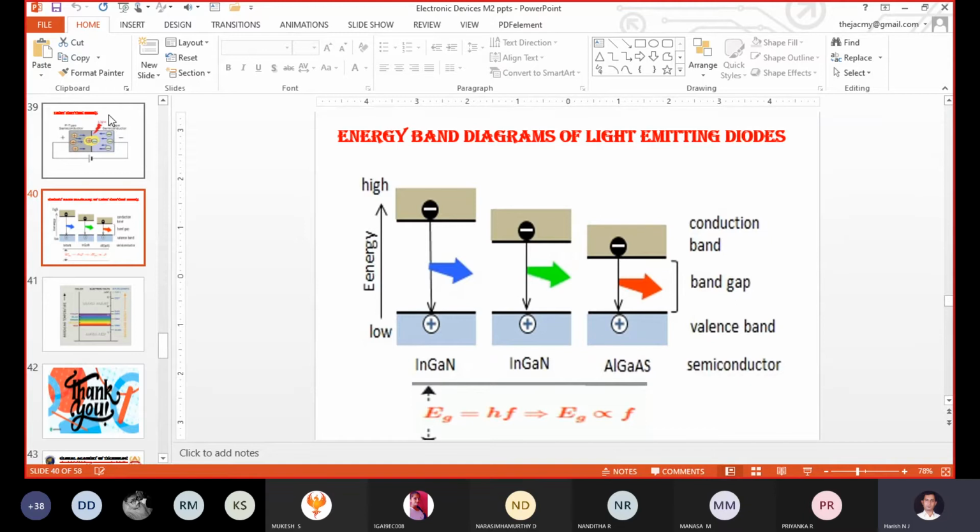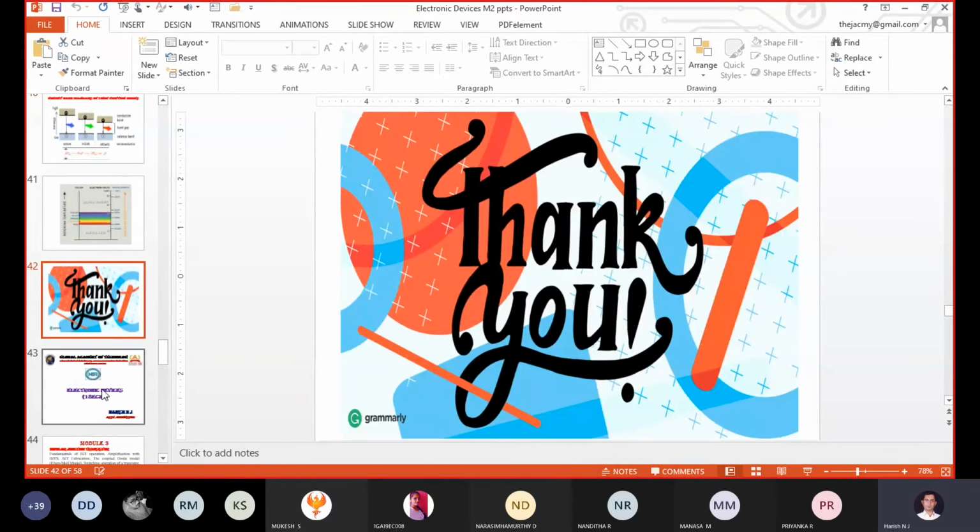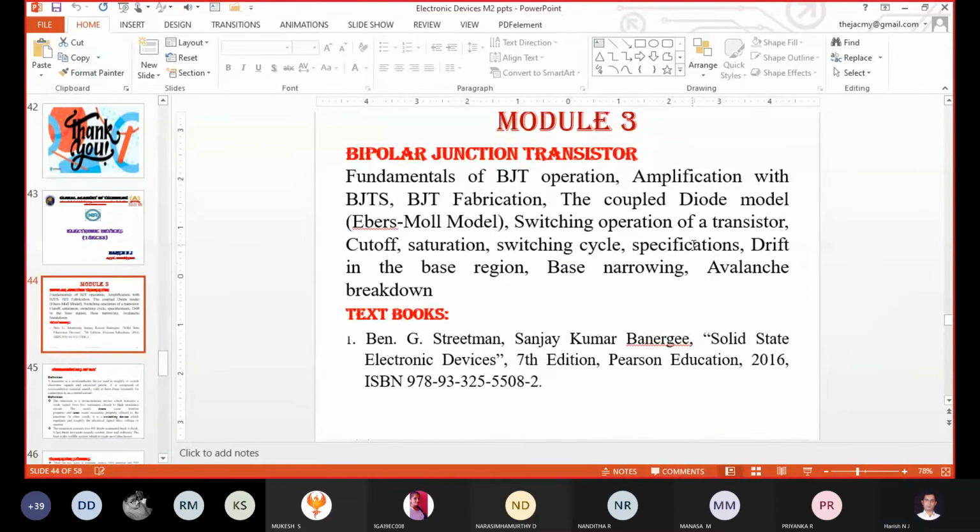So this is all about your second module. If you have any doubt in the second module, you can ask me at any point of time. We will move to the next chapter, the third chapter, bipolar junction transistor. Before entering the first topic, we will check briefly what concepts we are going to encounter under this module. Under this topic, the first topic is fundamentals of BJT operation.